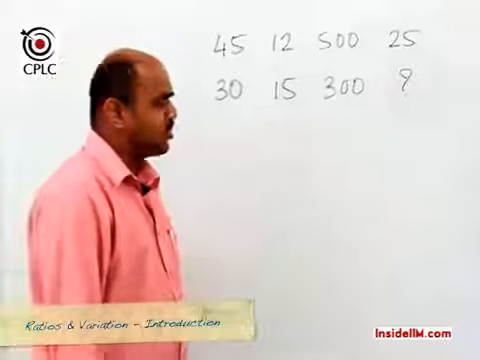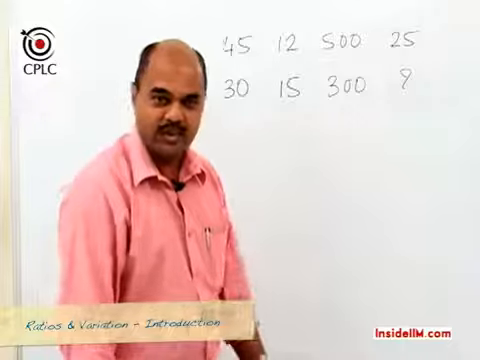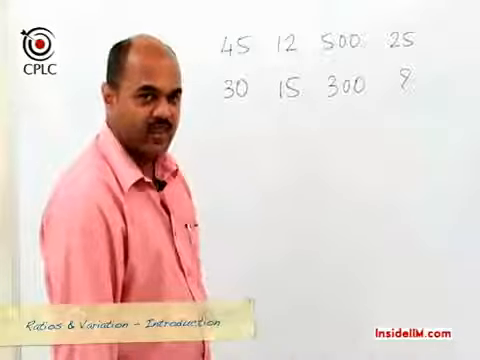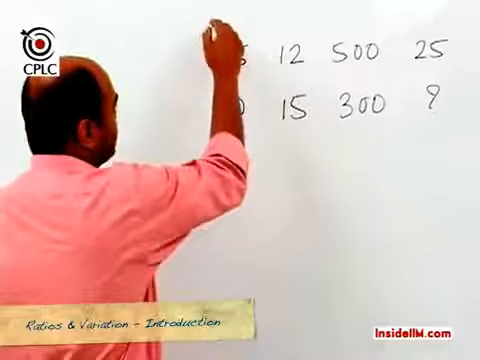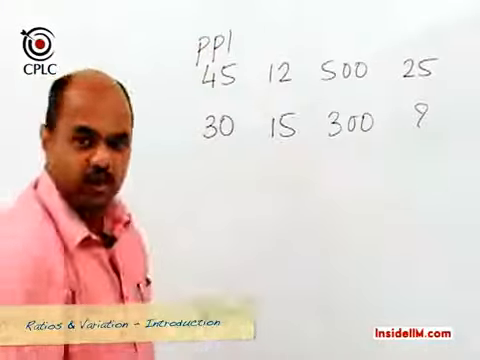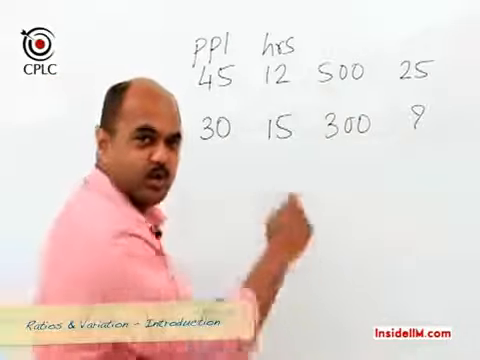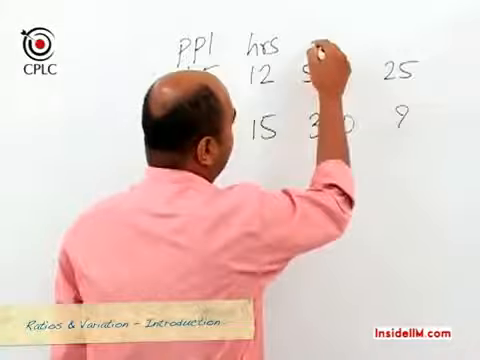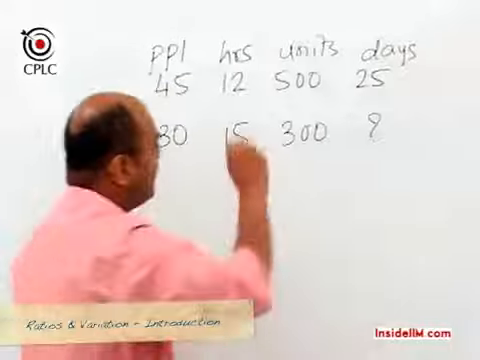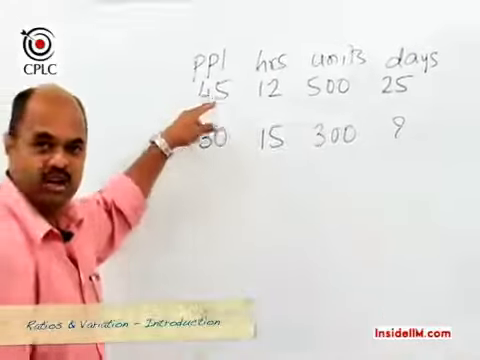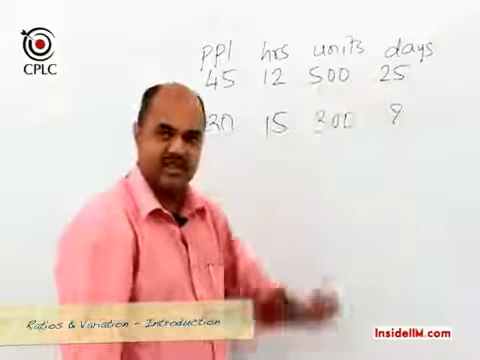Well, what you can see on your screen right now may seem like just some numbers written down without any meaning. So let's attach some meaning to it. Suppose we say that 45 people, so this represents the number of people working for 12 hours a day, can actually do some work which is equivalent to 500 units in 25 days. So I repeat, 45 people working 12 hours a day complete 500 units of work in 25 days.